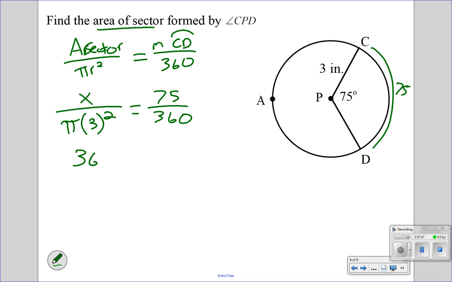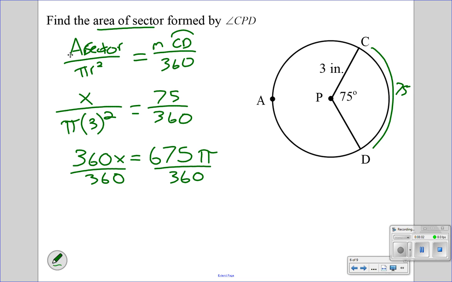Cross multiply, we get 360x equals, we know 3 squared is 9. 9 times 75 is 675. We're going to leave the pi again. Divide by 360. 675 pi divided by 360 is going to give us 5.9. And we know, once again, because this is area, we're going to write it in inches squared, because our radius was in inches.